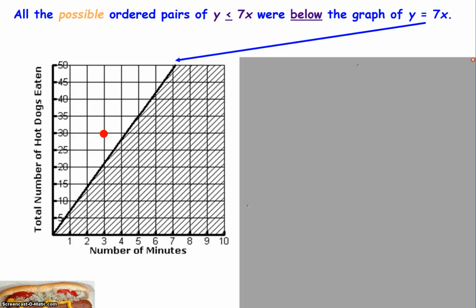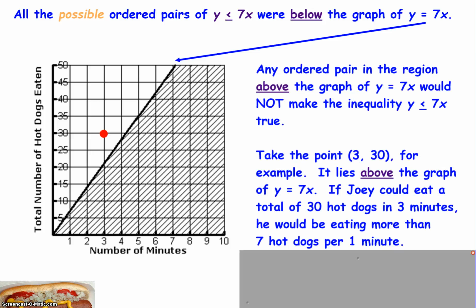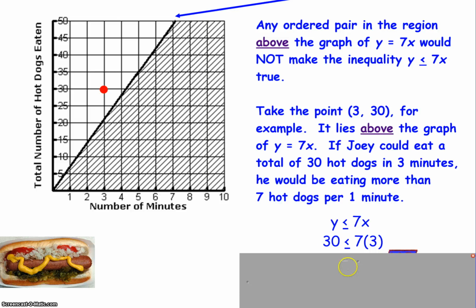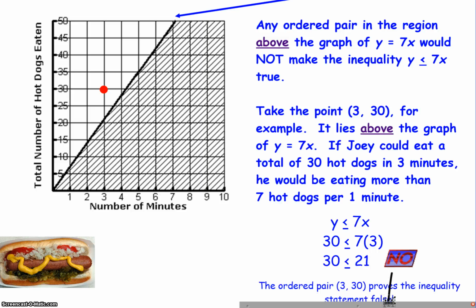So all the possible ordered pairs of y is less than or equal to 7x were below the graph. So let's talk about (3, 30). It lies above the graph, so it would make this inequality false. 30 is not less than 21.